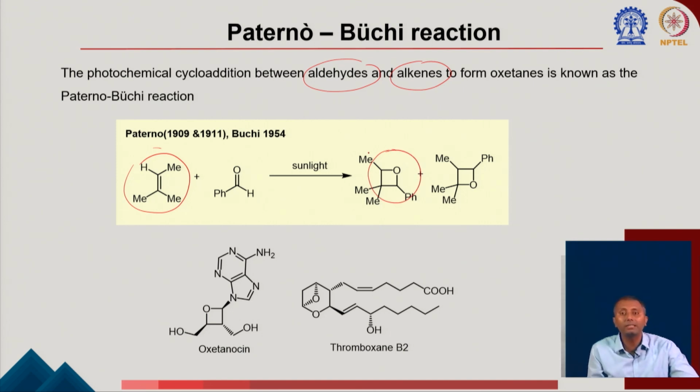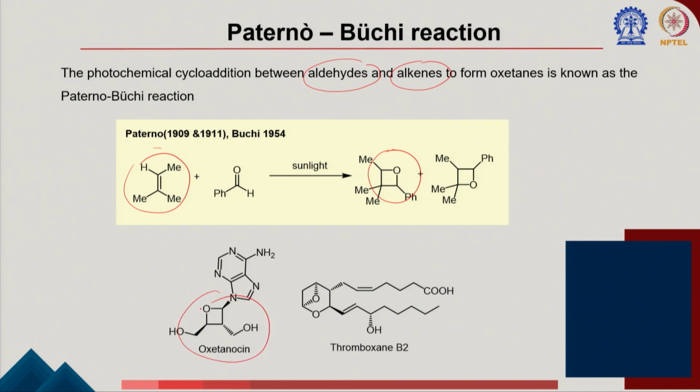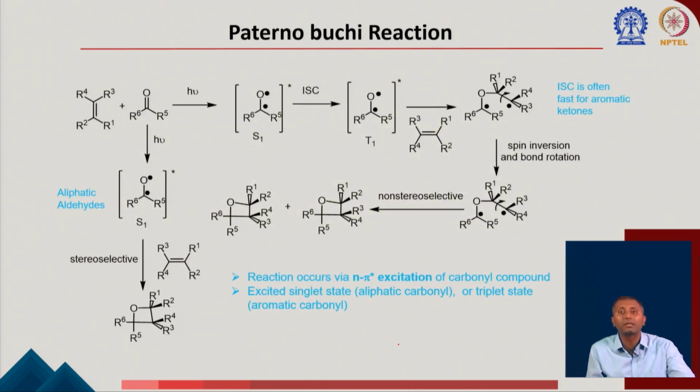Why are we interested in this chemistry? Because this oxetane is present in several types of natural products. You can see this 4-member oxygen ring here in these natural products. Now we are going to learn about the reaction mechanism. What is the mechanism of this Paterno-Buchi reaction?